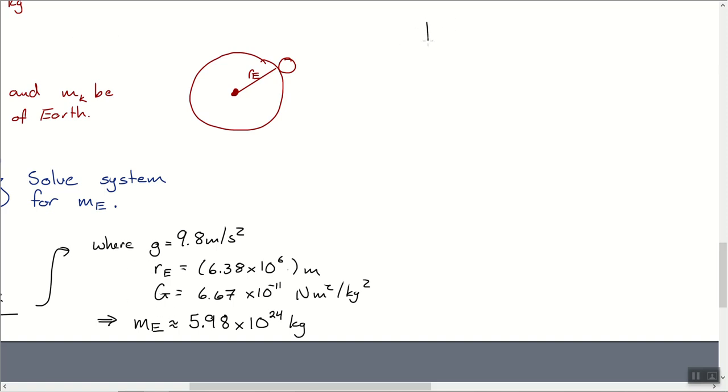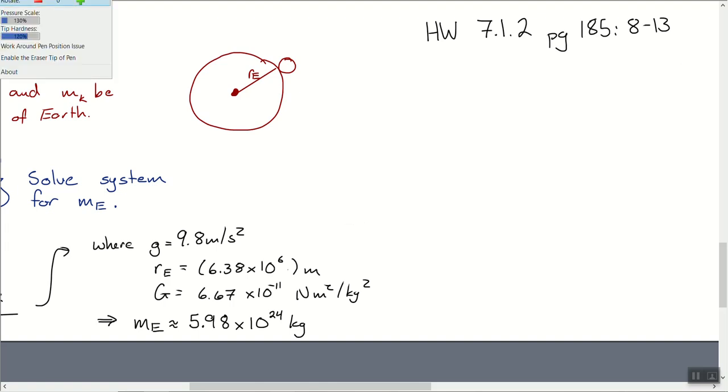All right, so for now, you guys get the privilege of homework 7.1.2, which you will find waiting lovingly on page 185. For those of you at home, I will put the problems up on the board here in a minute. You get the privilege of doing problems 8 through 13. Cool. Homework 7.1.2, page 185, 8 through 13. I will get those pictures up on the board here in just a moment.